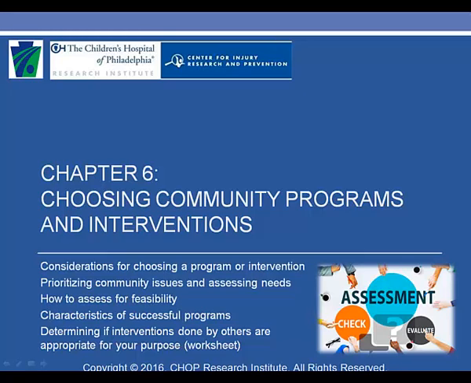In Chapter 6, we'll talk about choosing community programs and interventions, the considerations for choosing another program or intervention from which you might want to adapt, how to prioritize your community's issues and assess their needs, and how to assess other programs for feasibility and success.